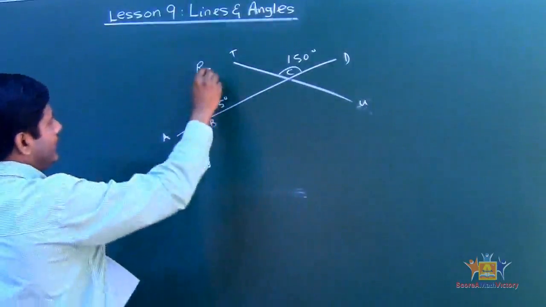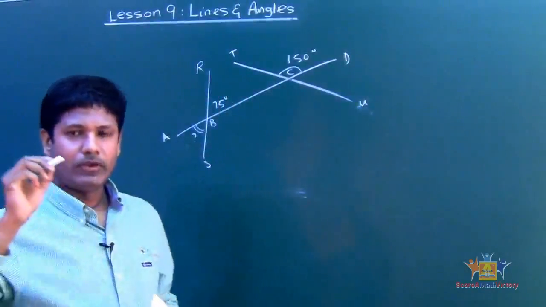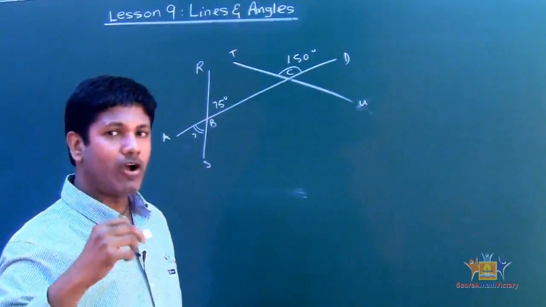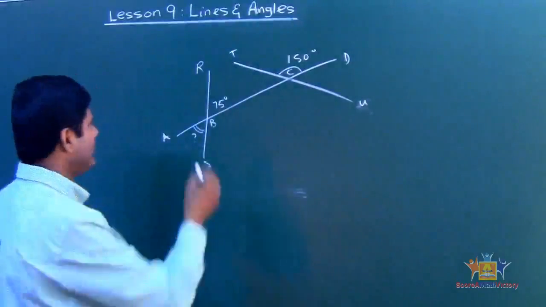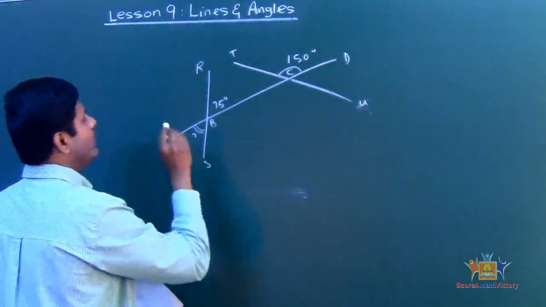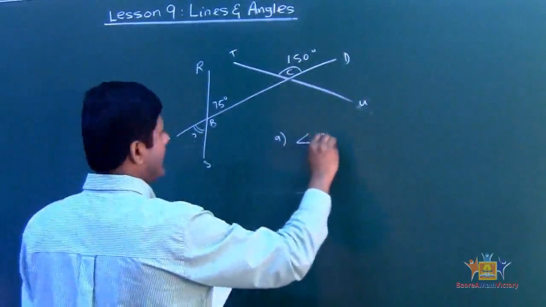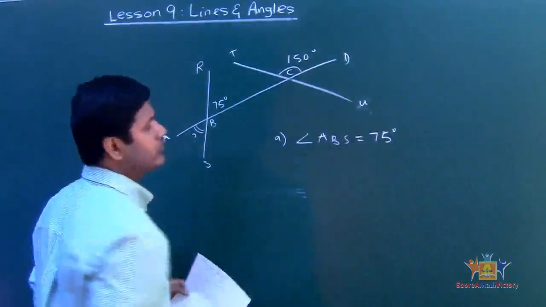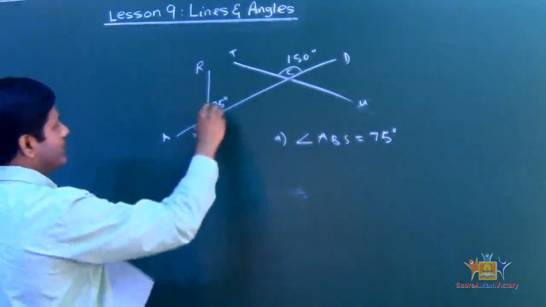Look at that. You have two straight lines intersecting. When two straight lines intersect, the vertically opposite angles are identical, the same. That means this is 75, and this will also be 75. So for A, angle ABS equals 75 degrees. Why? Vertically opposite angles.